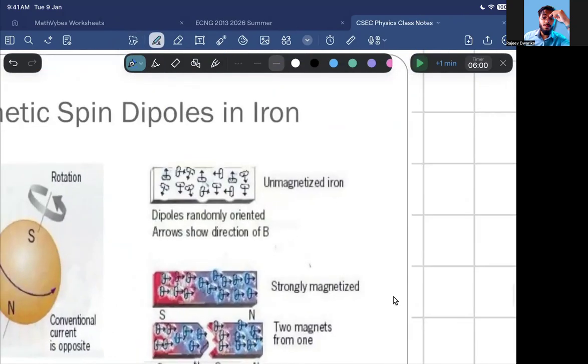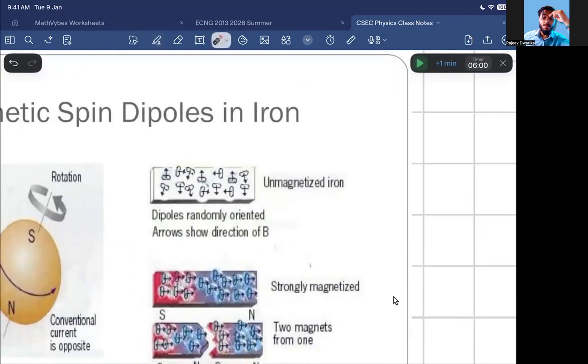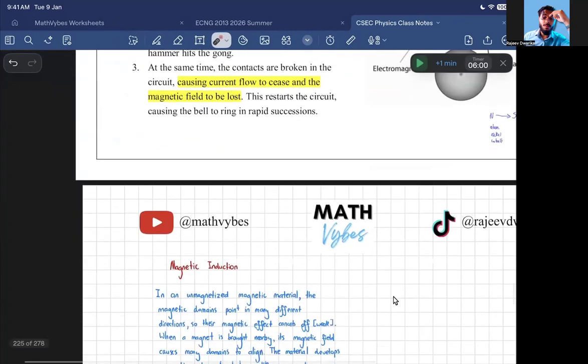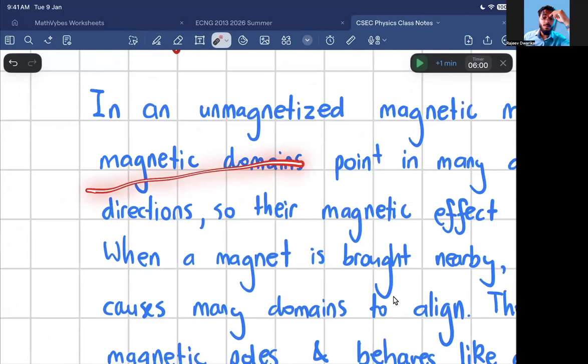Yeah, so all this for itself, right? Okay, Jaden, just to make sure you're not confused at all, guys, this magnetic domain might be confusing you all, right? So let me explain.